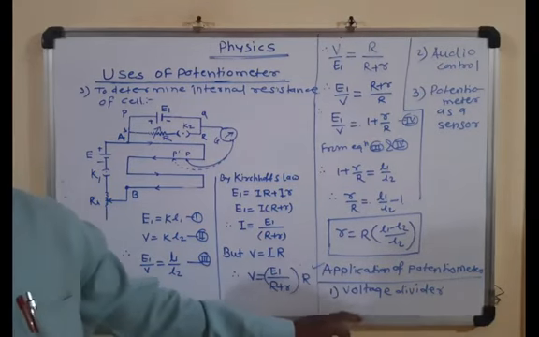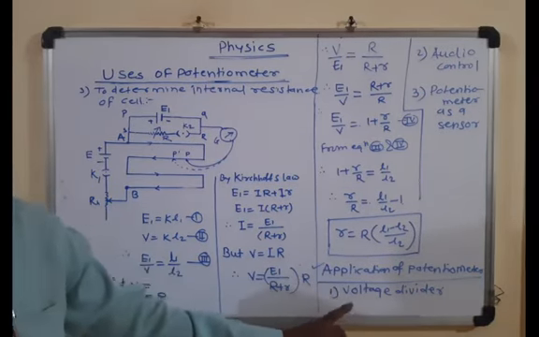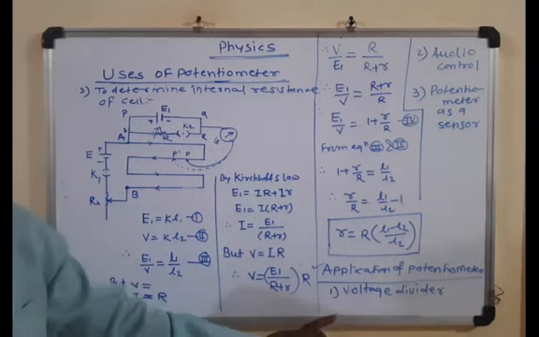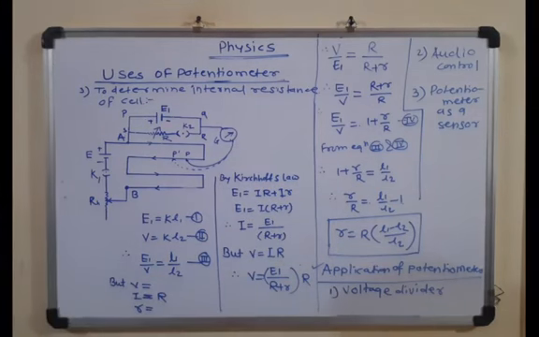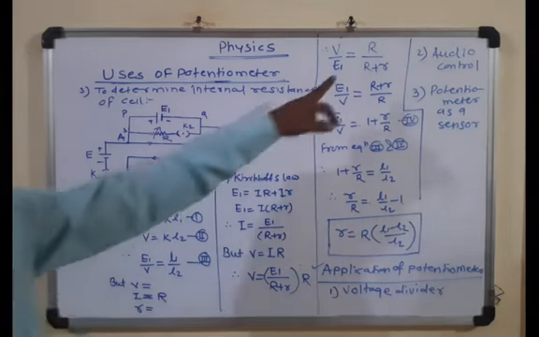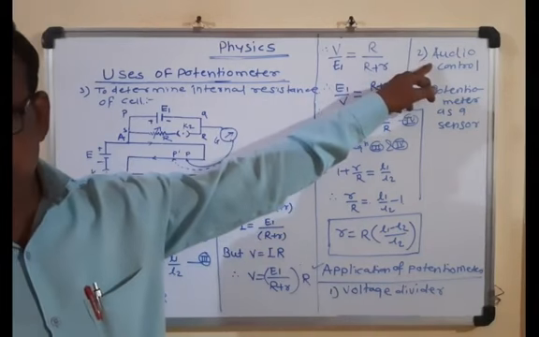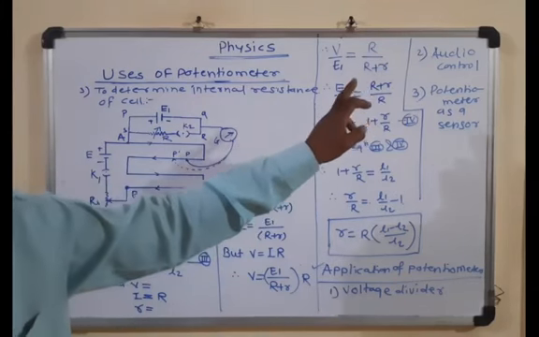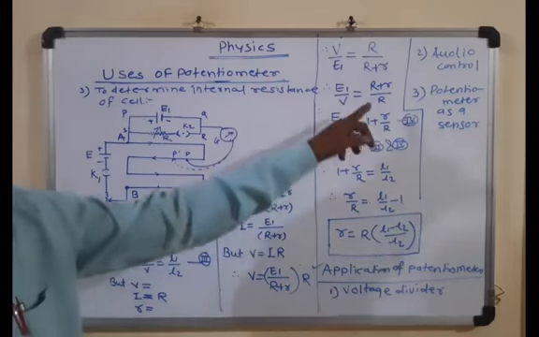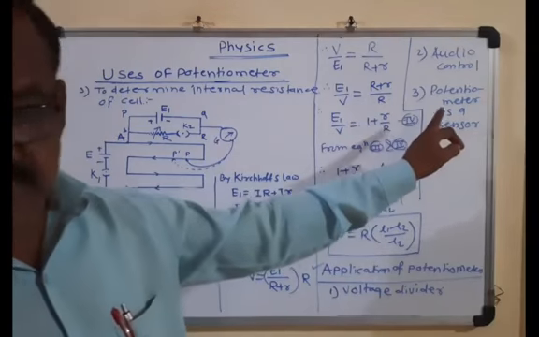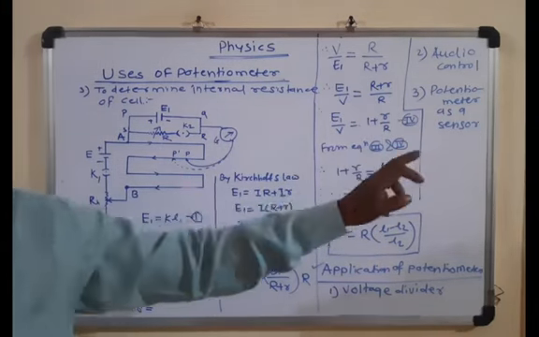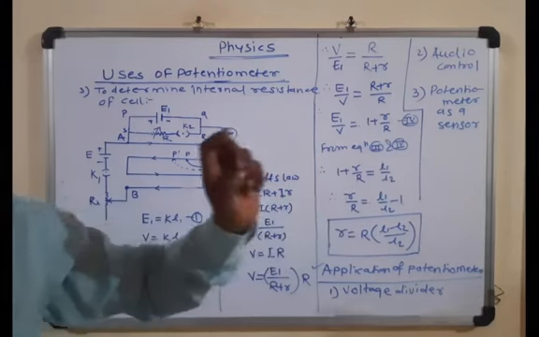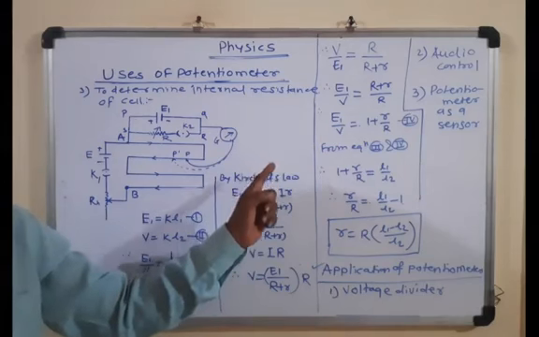The potentiometer can be used as a voltage divider to continuously change the output voltage of a voltage supply. Second, audio control. In this case, sliding potentiometers are commonly used in modern low power audio control devices. And third application, potentiometer as a sensor. If the slider of the potentiometer is connected to the moving part of a machine, it can work as a motion sensor.